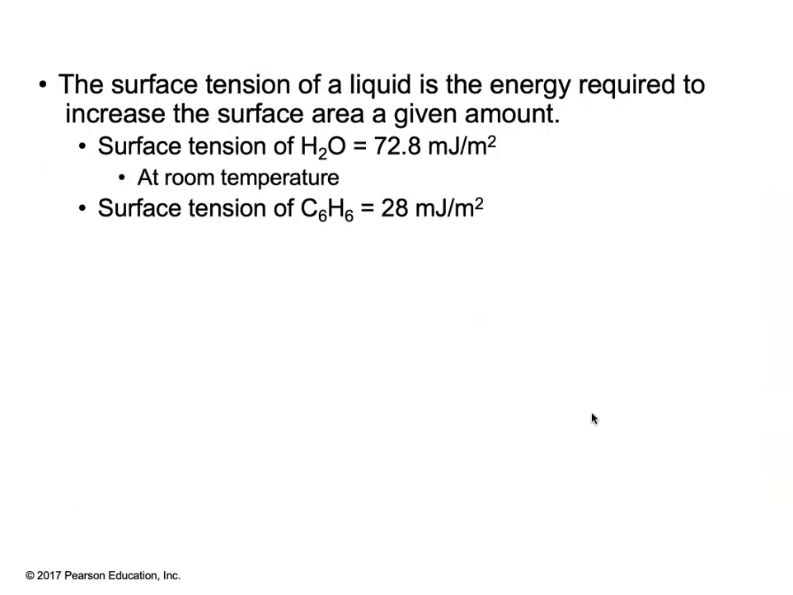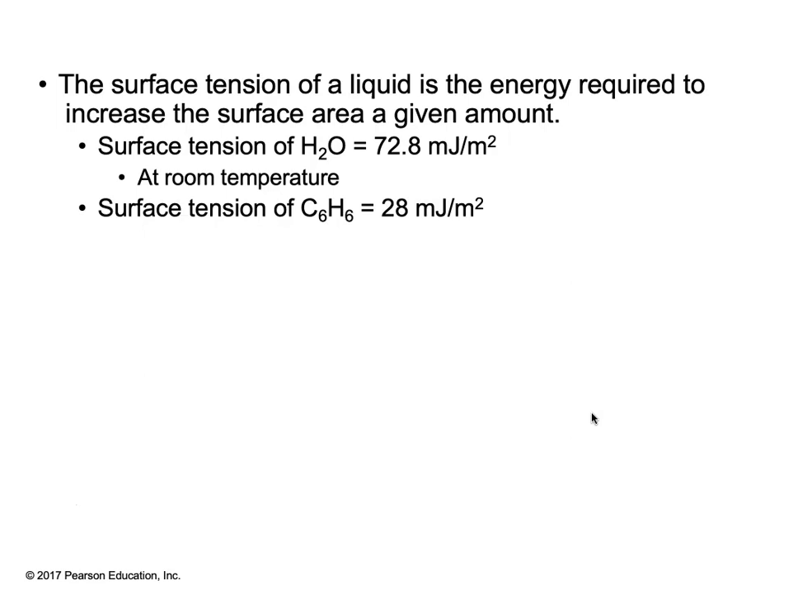Well, the surface tension of a liquid is the energy required to increase the surface area a given amount. And you can see that the units here are strange looking units, but it's millijoules per meter squared. So meter squared is area, and millijoules is a unit of energy.